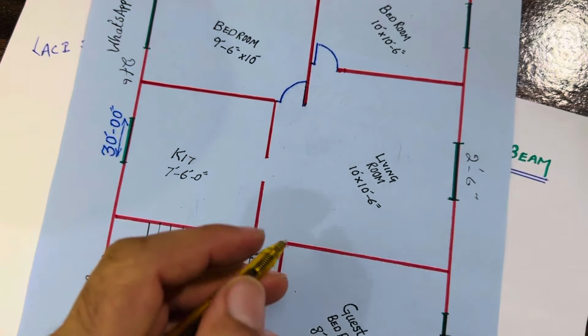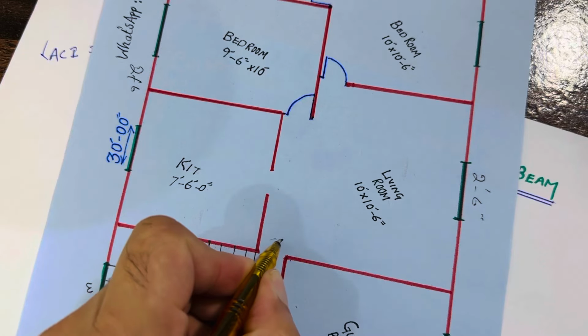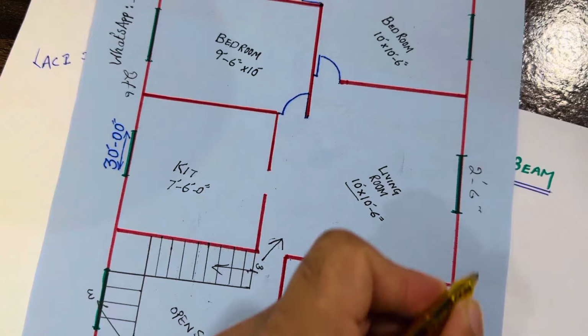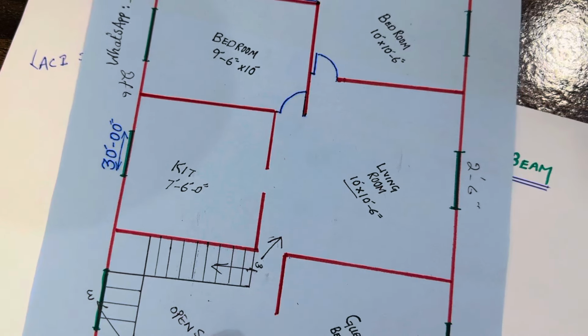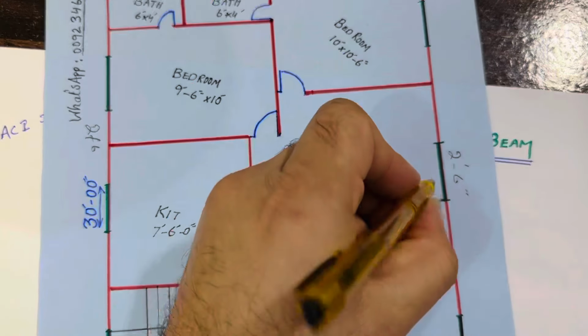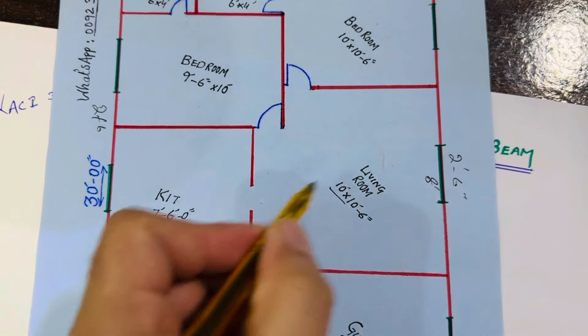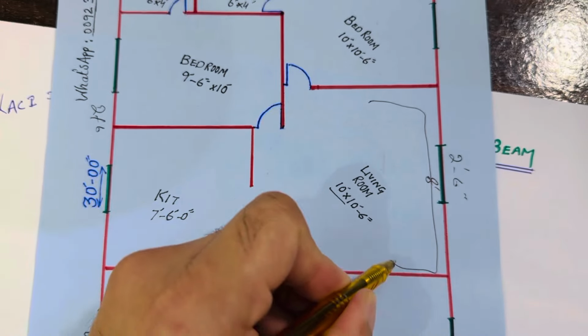Next, guys, when you enter by this lobby, this is a living room. Size is 10 feet by 10 feet and 6 inches. This is a large window to the open sky, whose width is 8 feet. Next, opposite of this living room, this is a sitting area.